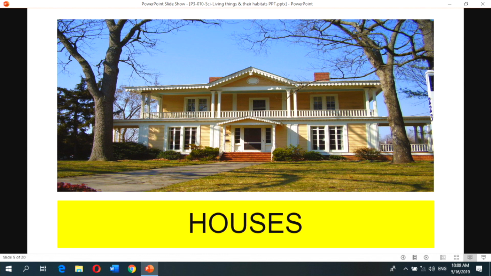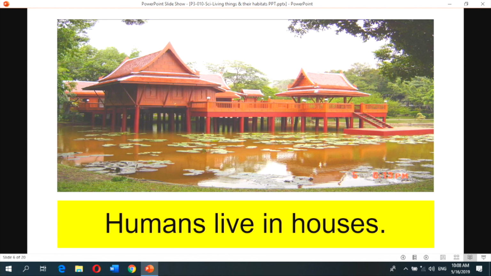Okay, first habitat. Houses. Can anybody guess what type of living thing lives in houses? Really? People? Let's see. Yes, people or humans. We can say humans live in houses. And what country is this house from? Do you see houses like this in Thailand? Yes. This is a house in Thailand. And you notice it's a house on stilts, because in the rainy season, the water comes high. So the houses need to be high up too. So one more time, guys. Humans live in houses.